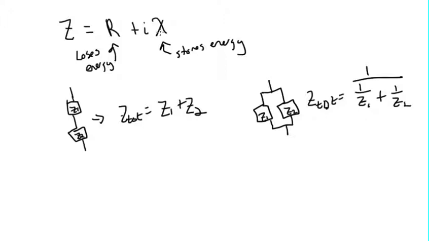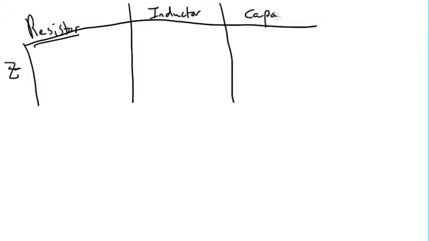Now what we can do is write down resistor, inductor, and then capacitor, and then we'll say what the impedance is for each one of these. We'll make a little table. So a resistor is just going to have an impedance R. It's just going to be entirely real. As you know from DC circuits, a resistor just dissipates energy. It doesn't store any energy.